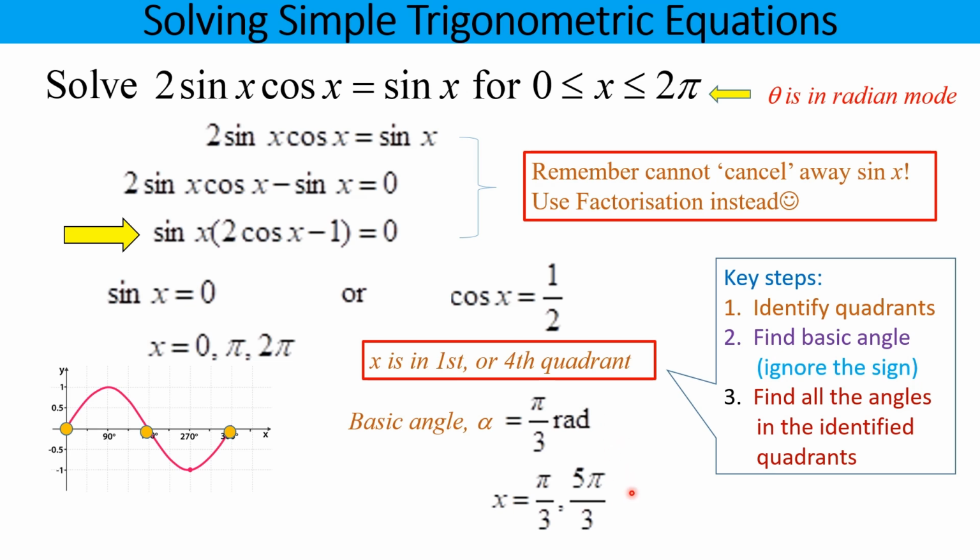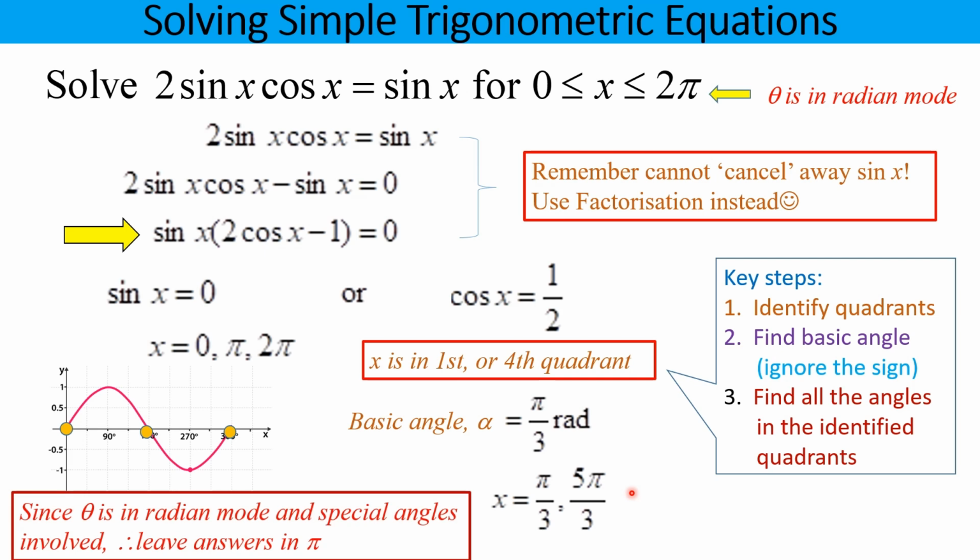So the thing to take note here is that because theta is in radian mode, all right, and we have special angles involved. So how do I know we have special angles involved? You can see we have the value half, and we have sine x equals to 0. All right, so you must be able to identify when you will get the special angle. So with this, that is a clue that we strongly encourage you to leave the answer in terms of pi.